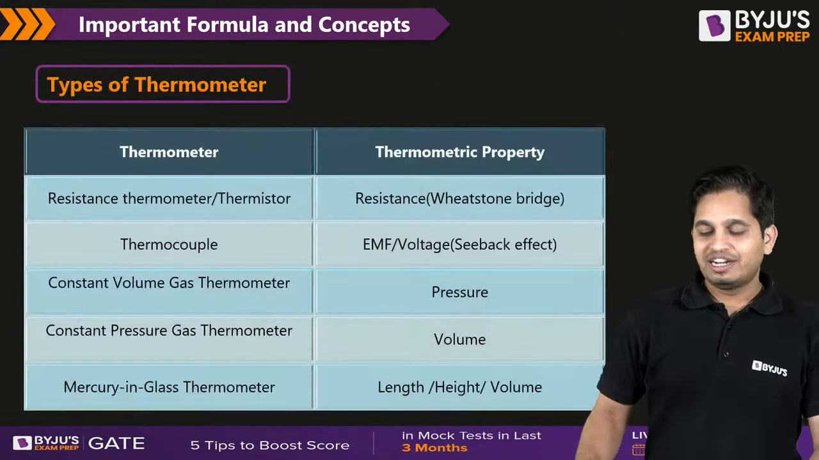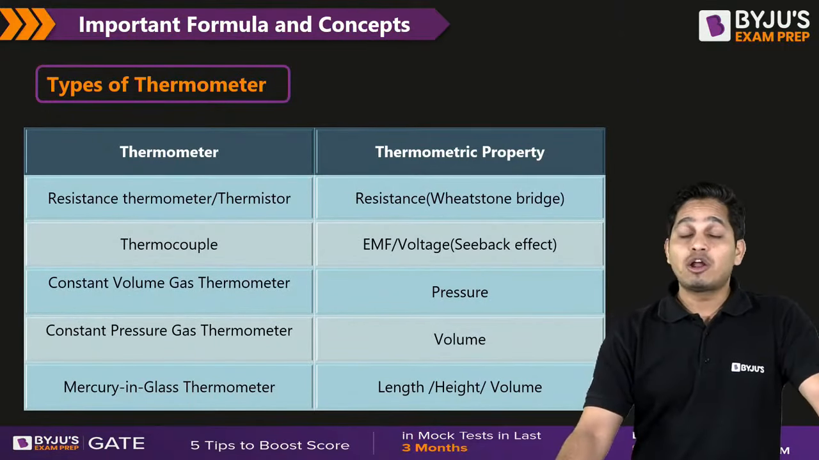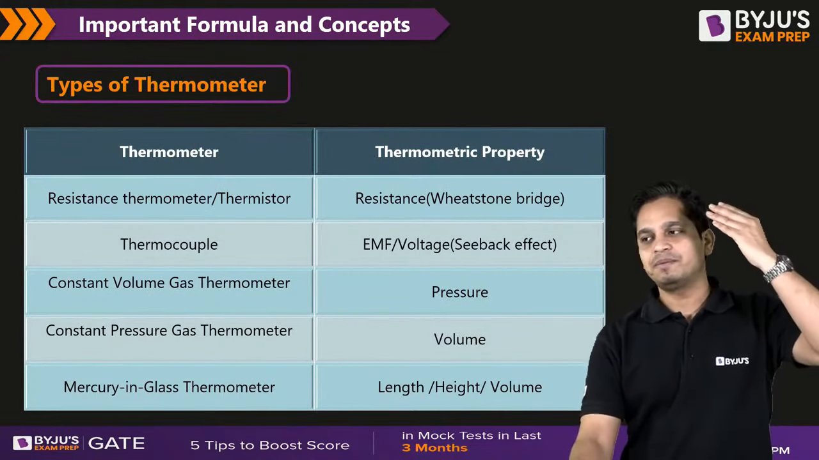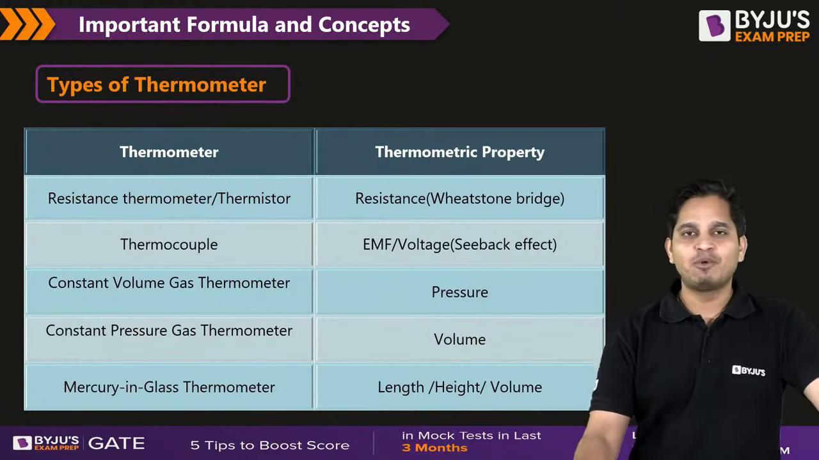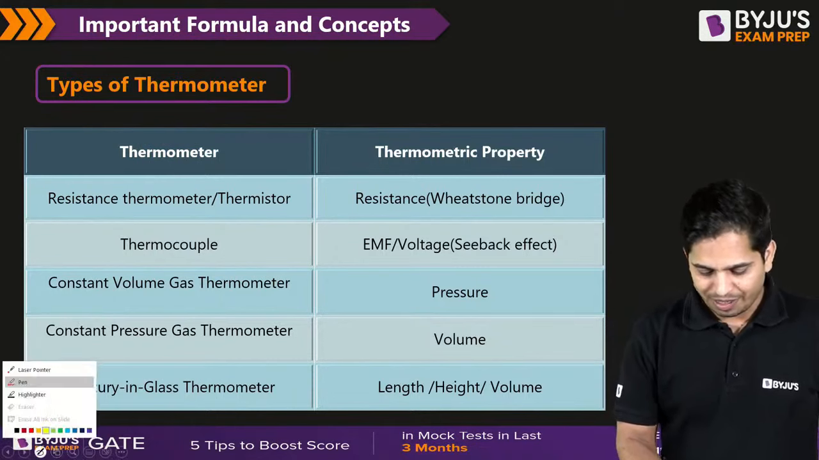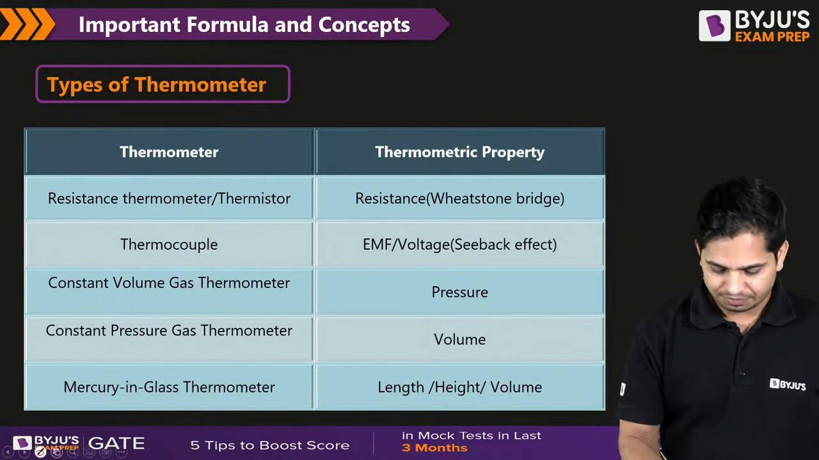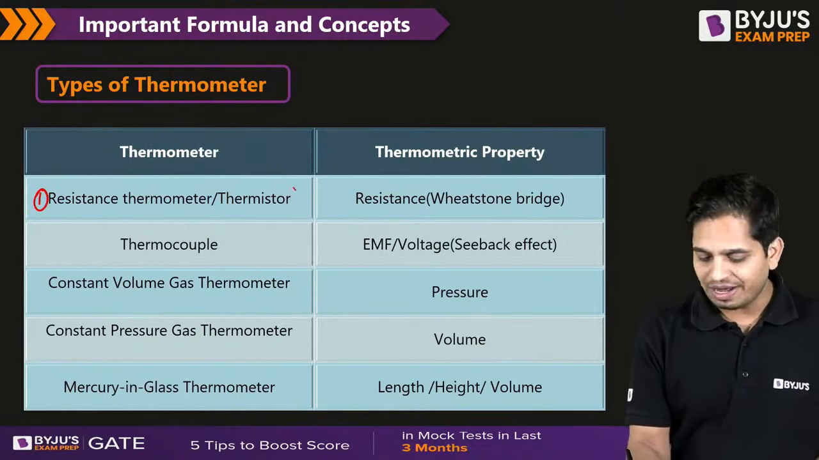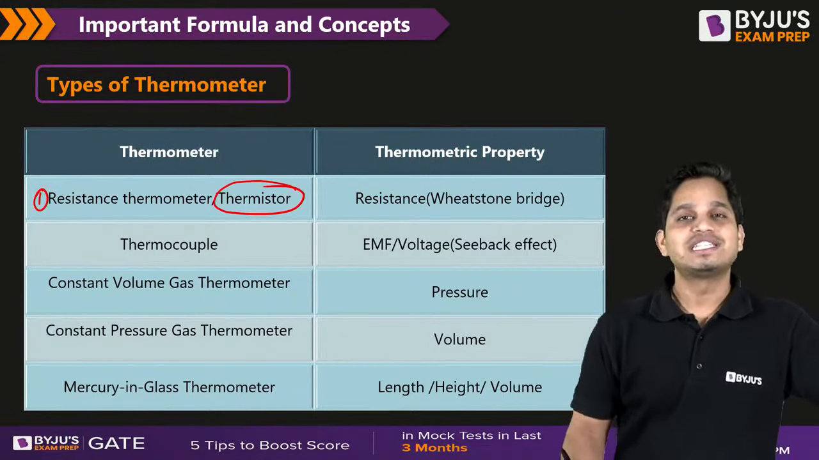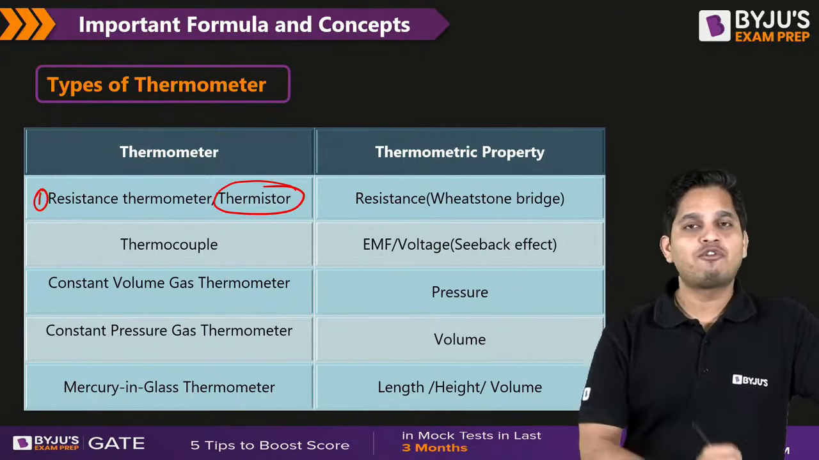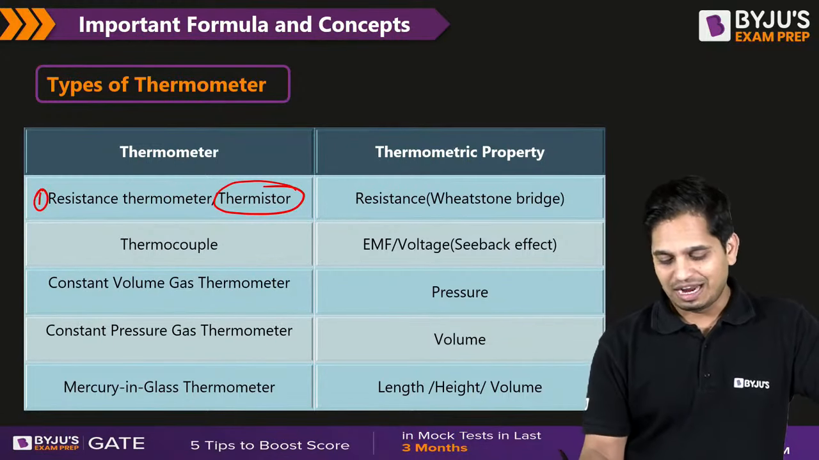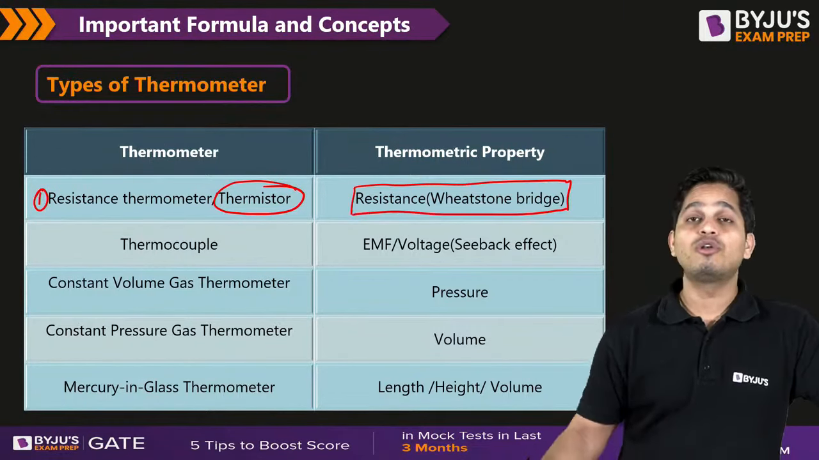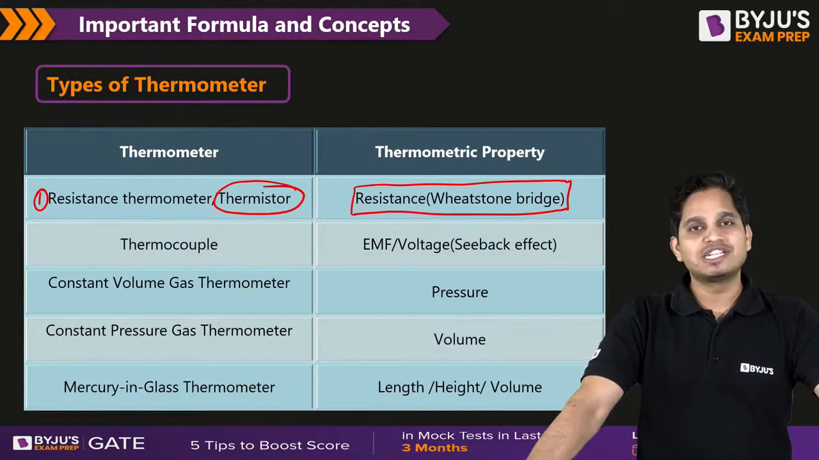Thermometers. The Zeroth law is the basis for temperature measurement. There are 5 types of thermometer, and they have their thermometric properties. First is the resistance thermometer, an electrical thermometer, also called a thermistor. Again, an objective question, match the following, so you can get it from here. Resistance is the thermometric property, and it is based on the Wheatstone bridge.